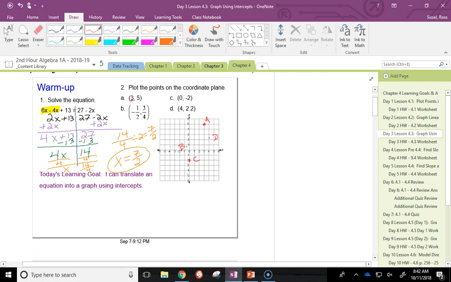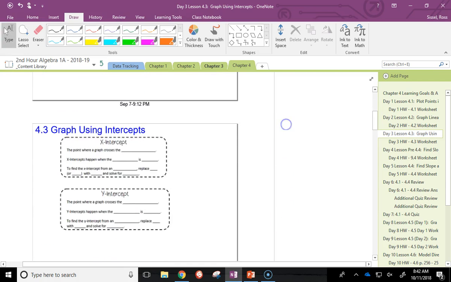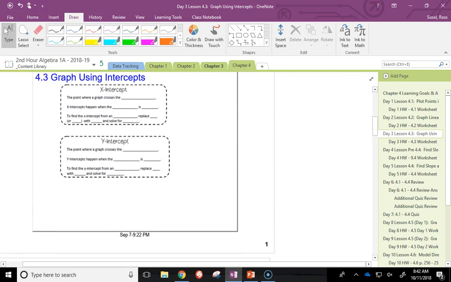Alright, so today's learning goal is I will translate an equation into a graph using intercepts. Okay, I do have these. They're cut out, they're green, they're pink. I'm going to give them to you later to fill out and put in our spiral notebook. We're going to do them on OneNote first. I'll also put a link up on today's lesson with what my spiral notebook is looking like to make sure that we're all caught up.